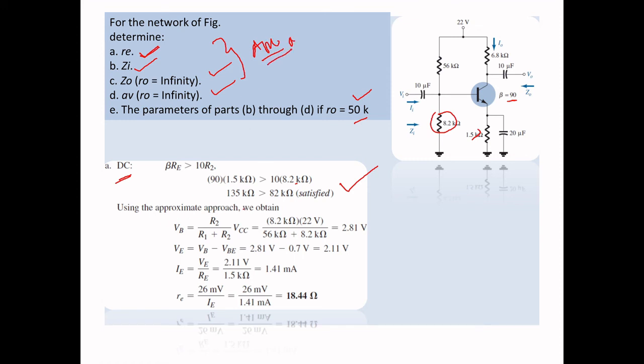So it was satisfied. So you can proceed with this problem with the approximation model, right? So using the approximation approach, we can obtain, first VB. How will you find VB? That is VCC into R2 divided by R1 plus R2. So we will be calculating by using Thevenin's equivalent circuit, right?